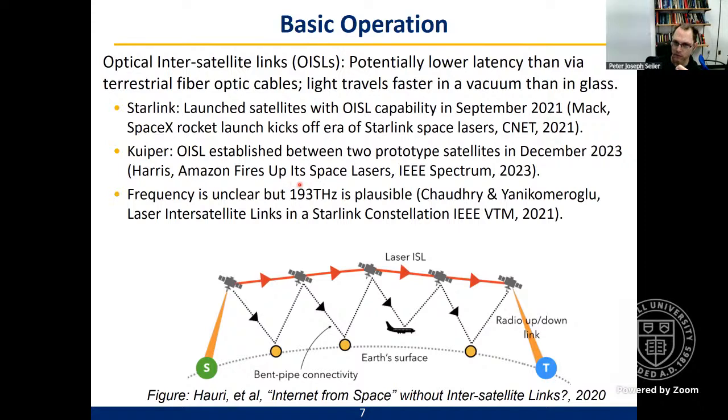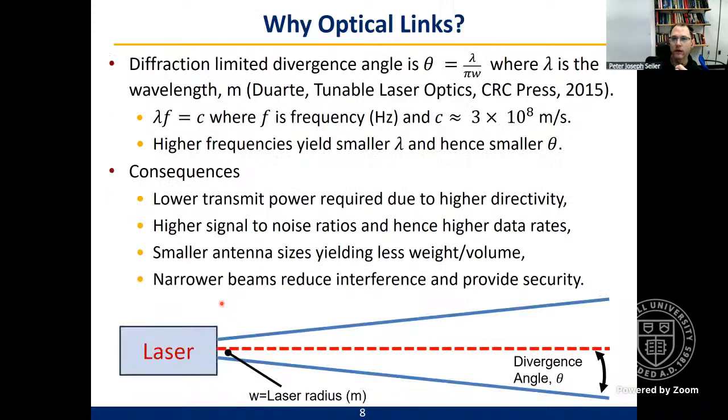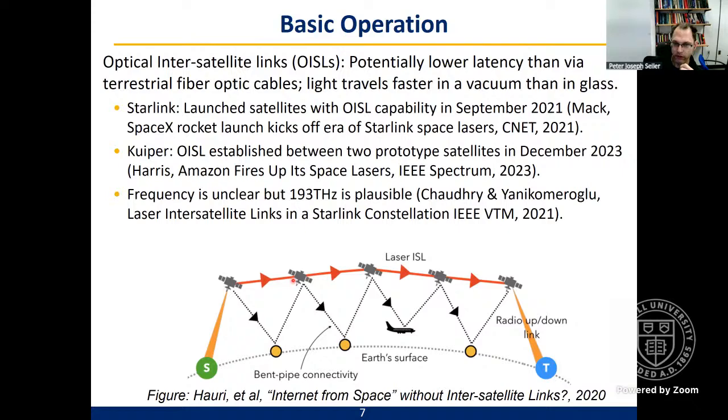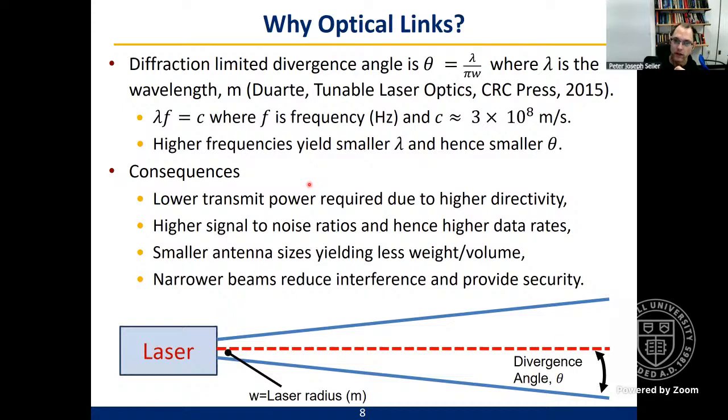But the most plausible range is in the hundreds of terahertz range, so much higher frequencies than are used ground to satellite. Now, why optical links? And so when I say optical links, if I back up one slide, these optical links from satellite to satellite, why are they operating at such a high frequency, 200 terahertz? And I'm just going to give you the basic physics of why they work this way.